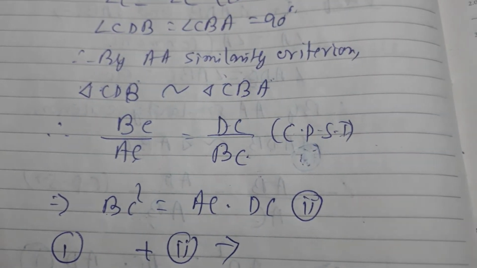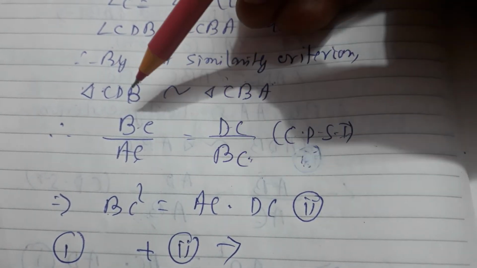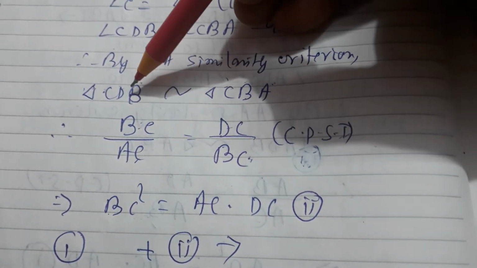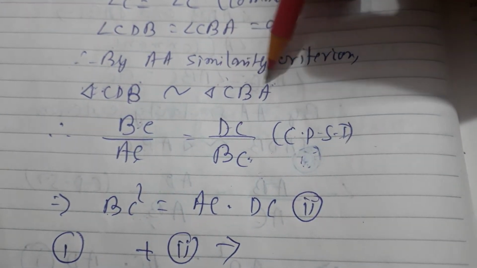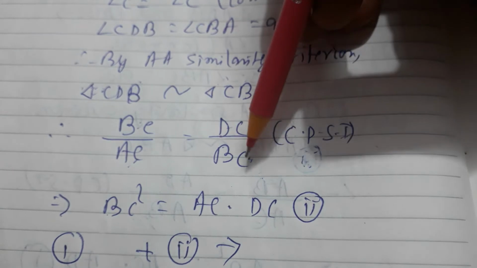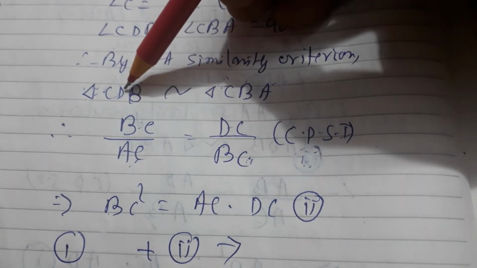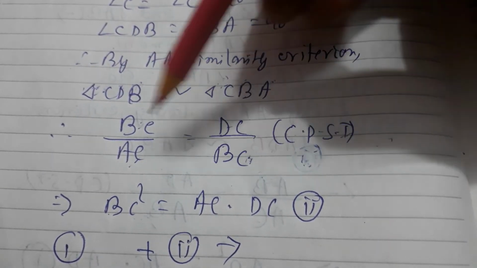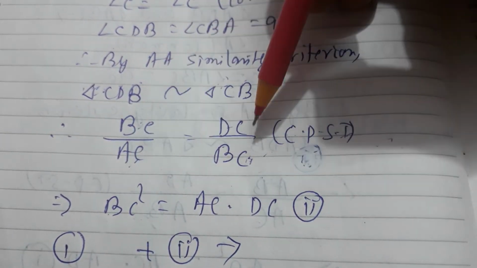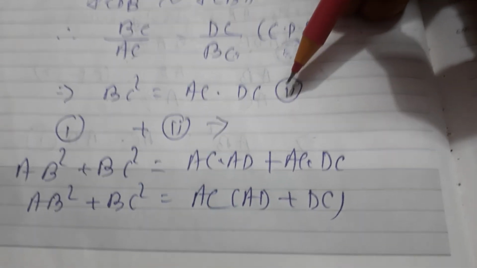So always do whatever I am doing. First BC you put here, and this BC is for the first triangle. So BC is last and first. So here last and first is A and C. I have written here, and this BC is for the second triangle which is second and first. So here second and first is DC. Okay, this is CPST. So BC square equal to AC into CD by cross multiplication. This is equation number 2.